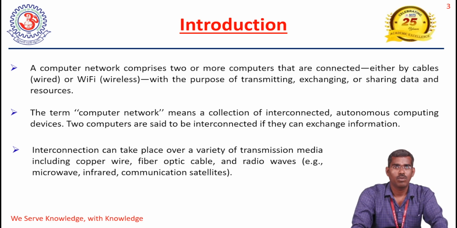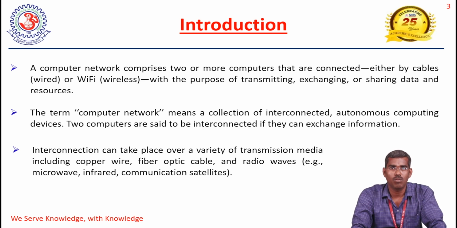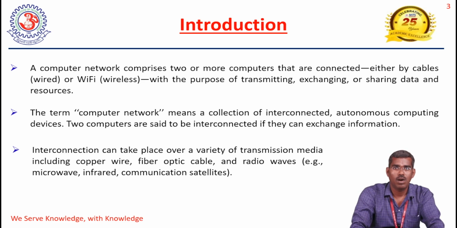Next one. A computer network means a collection of interconnected autonomous computing devices. Interconnection can take place over a variety of transmission media. We can connect the computing devices using copper wire, fiber optic cables, or wireless, that is radio waves. For example, for radio waves: microwave, infrared, communication satellites.